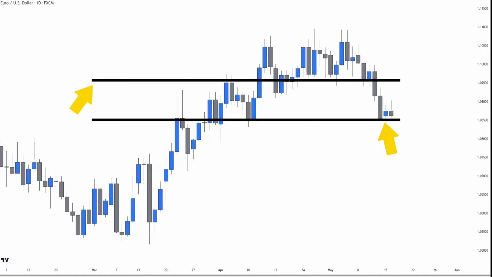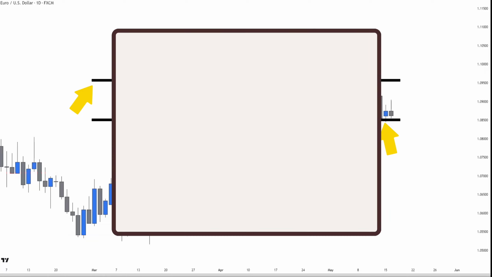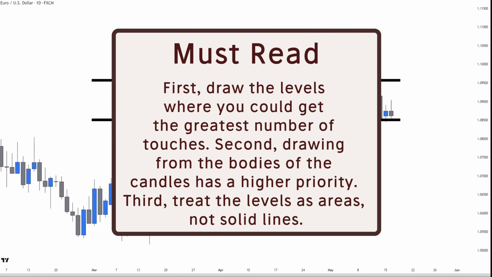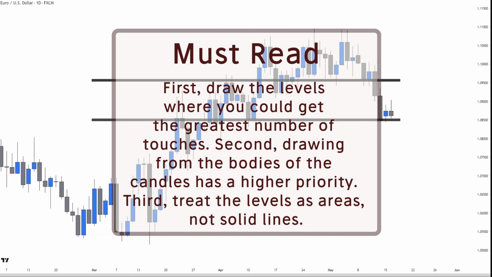But remember, you need to keep three things in mind when drawing levels of market structure. First, draw the levels where you could get the greatest number of touches. Second, drawing from the bodies of the candles has a higher priority. Third, treat the levels as areas, not solid lines. Also, there are 5 criteria that we look for when identifying key levels of market structure, and each one of them makes a level more powerful.